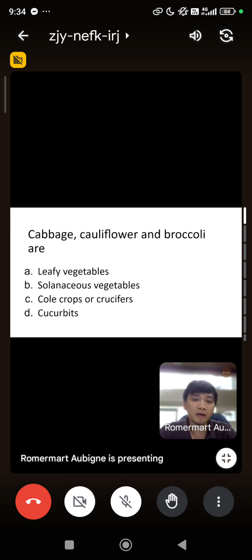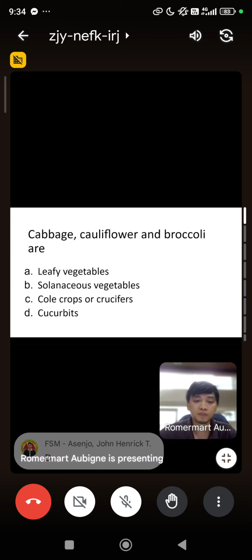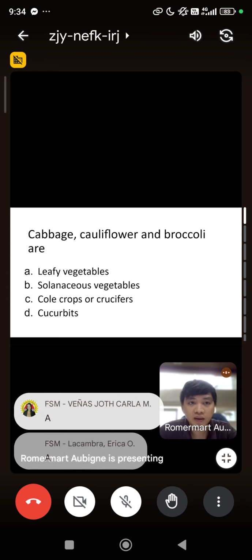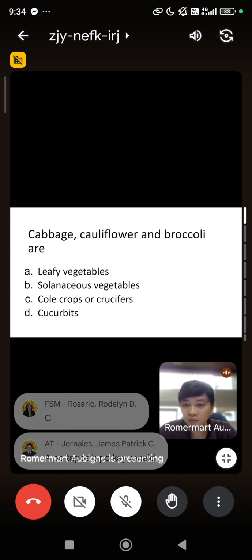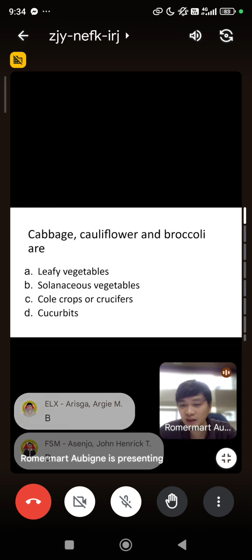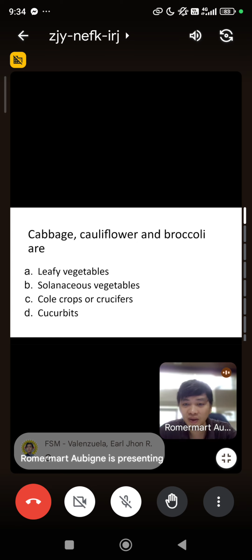Next question. Cabbage, cauliflower, and broccoli are, what are these? A. Leafy vegetables. B. Solanaceous vegetables. C. Cole crops or crucifers. Or D. Cucurbits. So what are cabbage, cauliflower, and broccoli? What are their answers? Leafy vegetable, C, A, or B. But there are two answers? D, C.